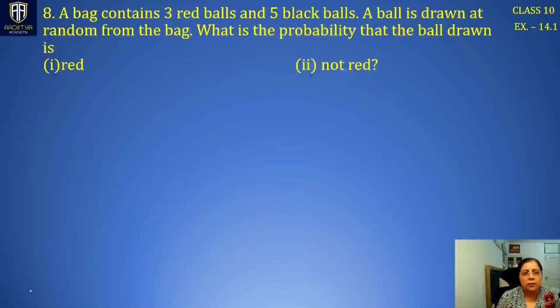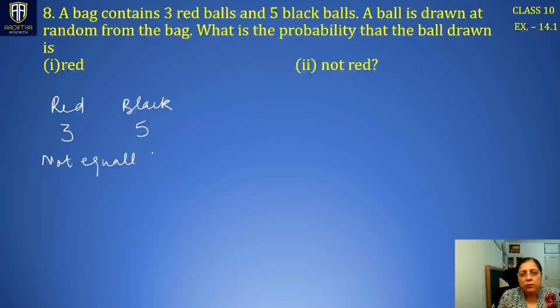And the last question is, a bag contains 3 red balls and 5 black balls. So red balls are 3 and black balls are 5. A ball is drawn at random from the bag. Now these are not equally likely. Why? Because the number of black balls is more, so the outcomes are not equally likely. So what is the probability that the ball drawn is red? Now we have to draw one ball from that bag.